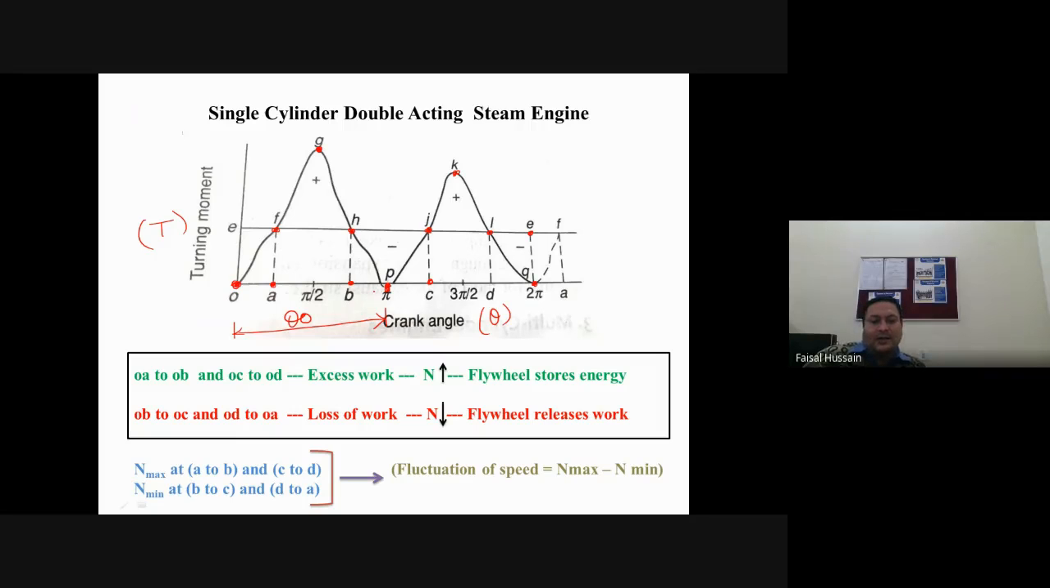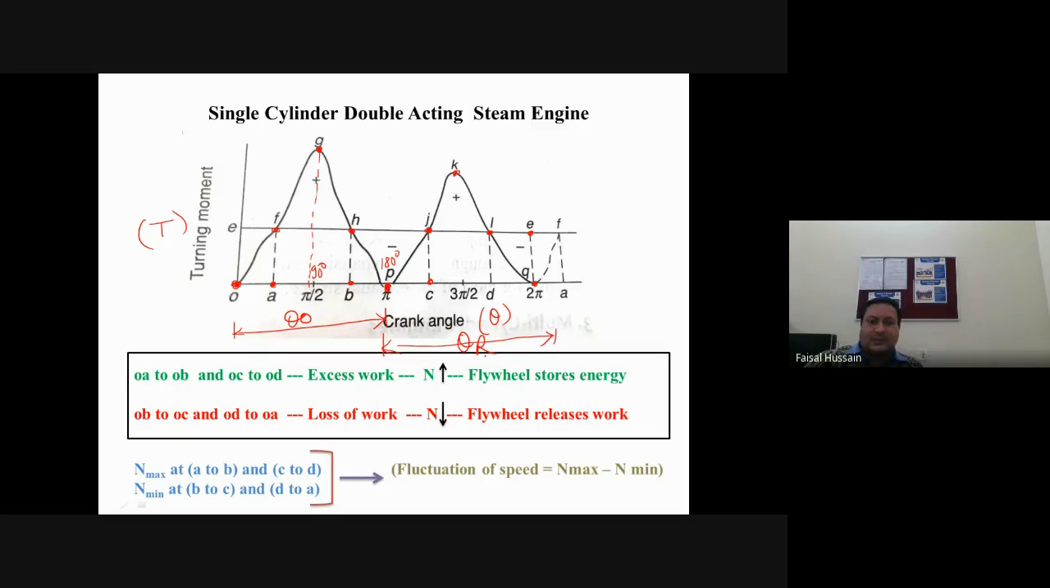Okay. And the turning moment diagram is maximum when the angle theta is somewhat closer to 90 degree. Pi by 2 means 90. So turning moment diagram is maximum when theta is somewhat closer to or up to 90 degree. Okay. And the turning moment diagram is minimum when theta equal to what? Theta equal to 180 degree. So this is 90 degree and this is 180 degree. This is first thing.